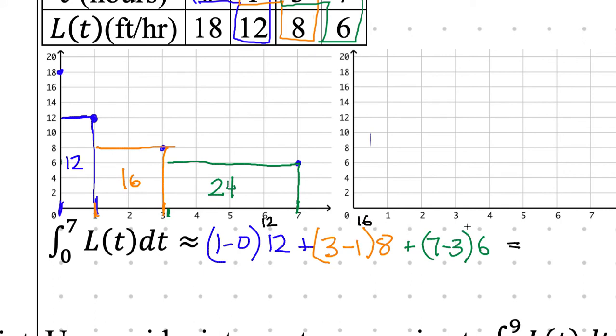7 minus 3 is 4. 4 times 3 is 24. Add them all up and I get 52. Someone correct me? Yeah, I got 52. 52. Okay, what are our units? Why is it feet, Claire?